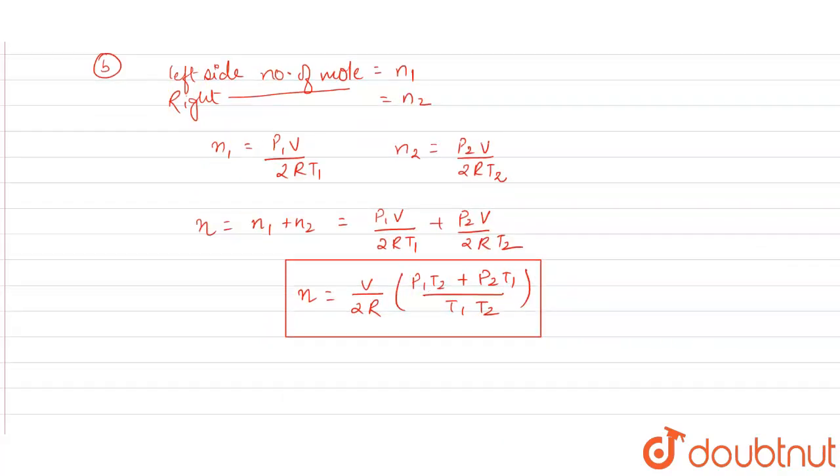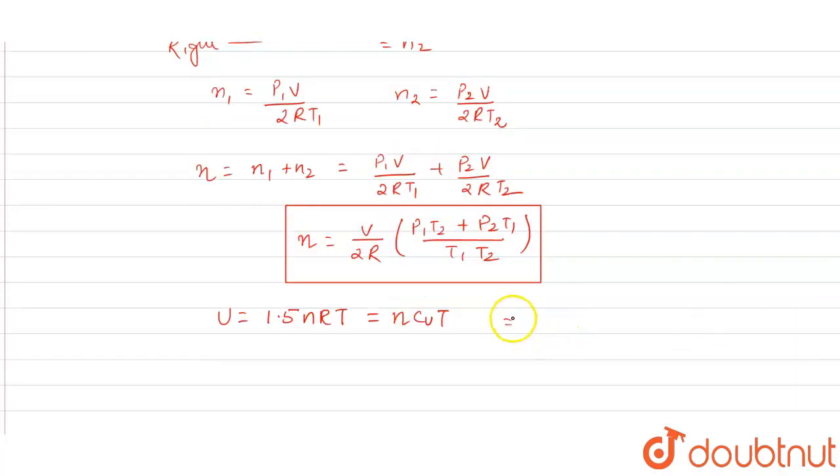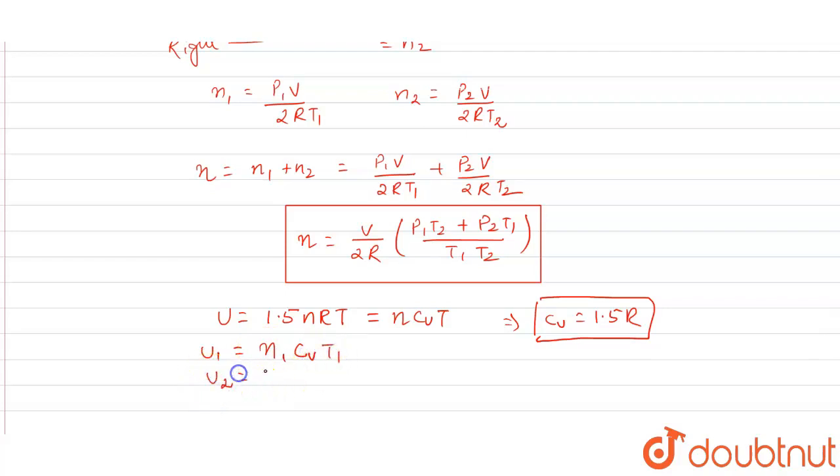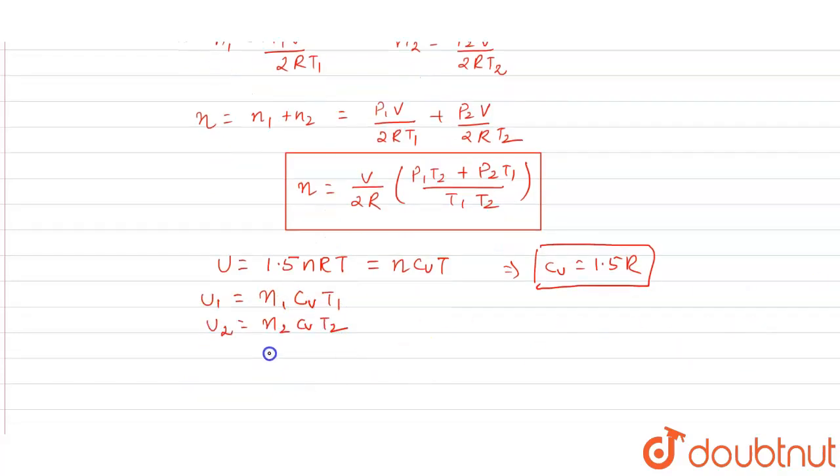Now moving further on, the expression for the total internal energy is given as U equals 1.5 nRT, correct? And as we know, the internal energy is also equal to nCvT, correct? From here we can say that Cv is equal to 1.5 R, correct? Now internal energy for the left hand side will be given by N1 Cv T1, and internal energy on the right side will be given by N2 Cv T2, correct? So our total internal energy will be what?